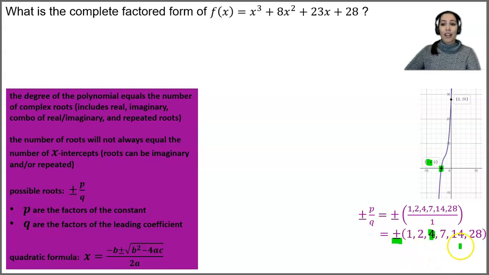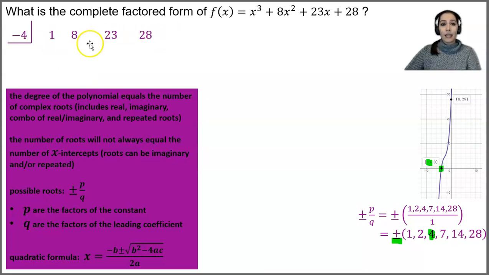I am not going to try any of these other roots. I'm only going to try negative 4. The other ones must either be repeated or imaginary numbers. So I'm going to go ahead and try negative 4. And to prove to you that negative 4 works, I'm going to show you using synthetic division. If you get the remainder equal to 0, it is going to be a root of your function.